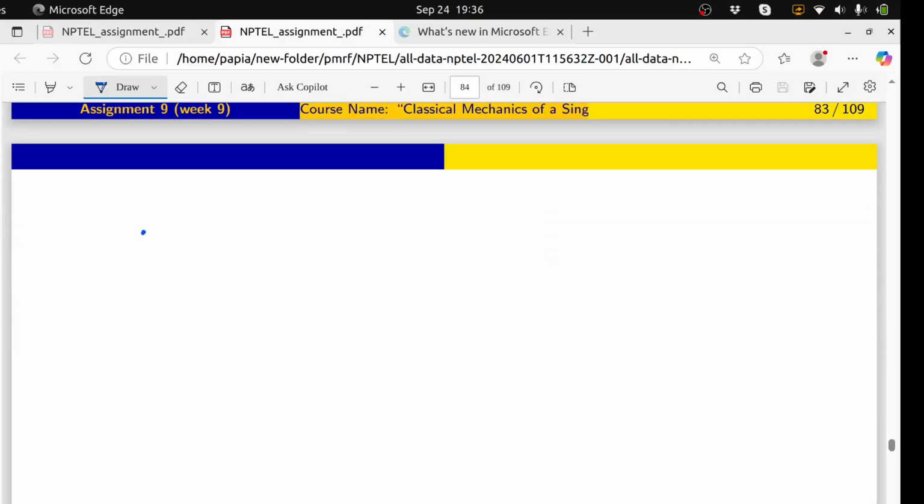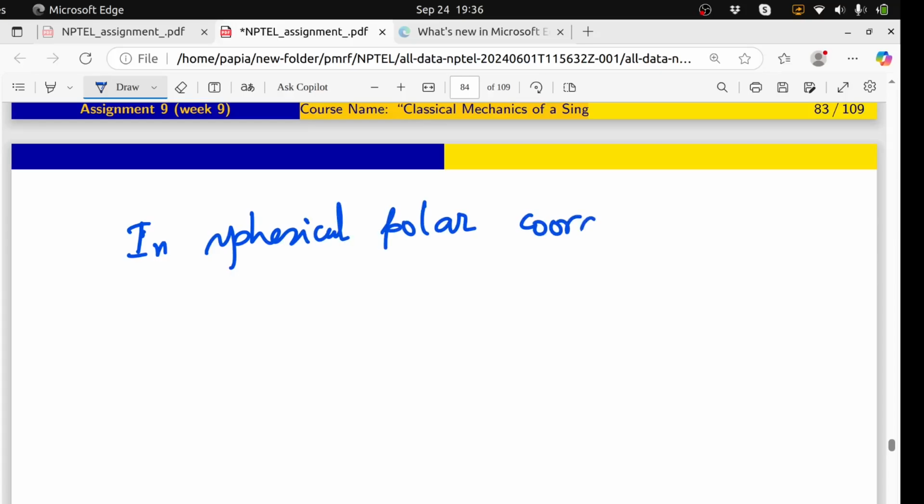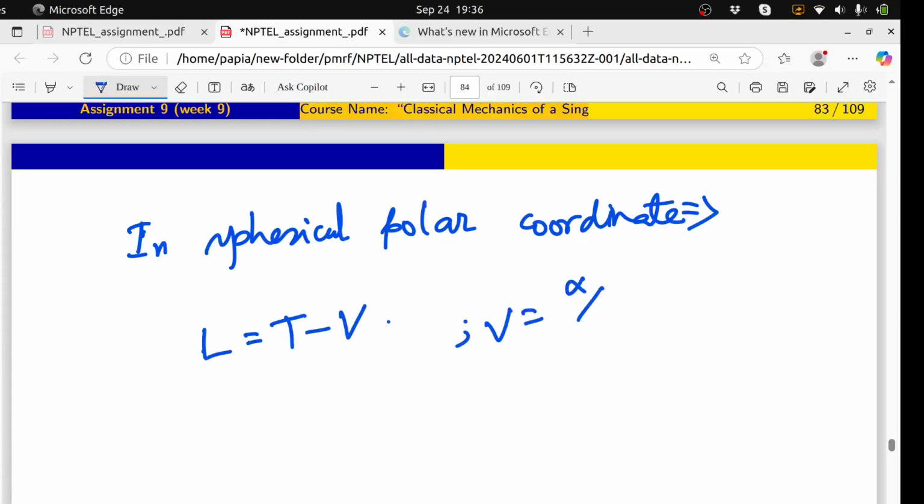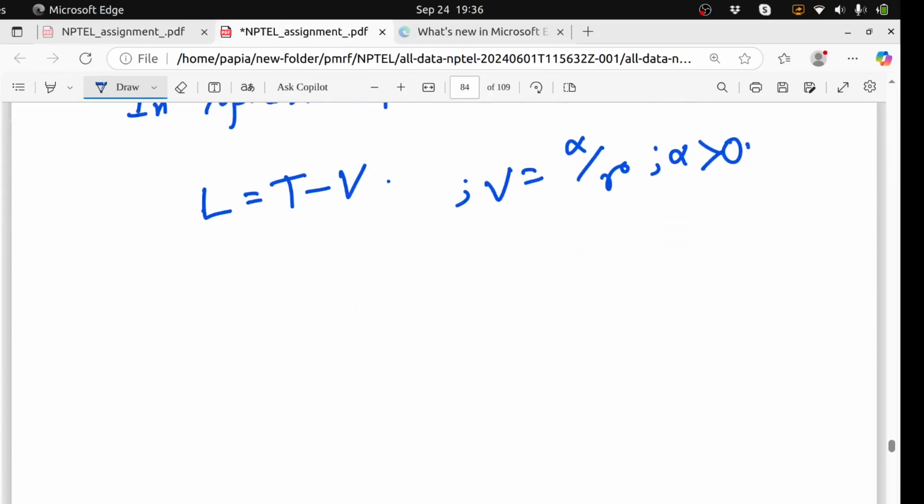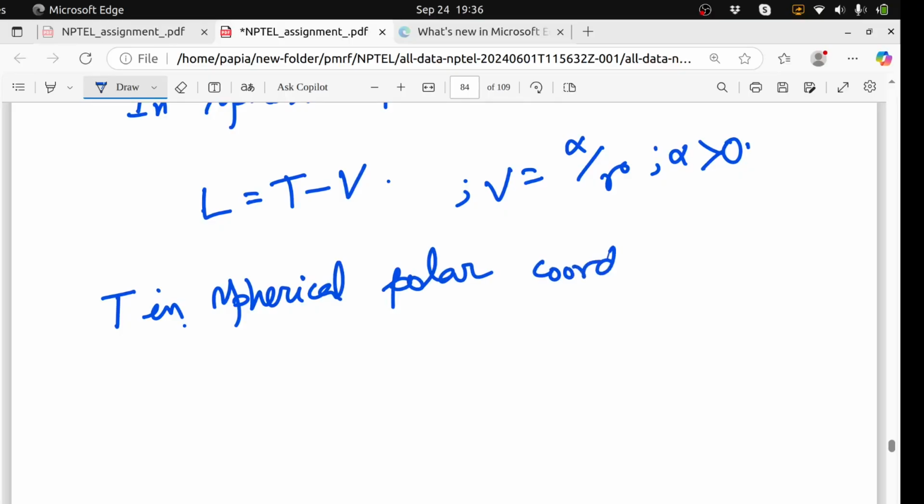So first of all, in spherical polar coordinates, we need to write the Lagrangian, which is T minus V. And V is given as alpha by r, where alpha is greater than 0. Okay, fine. So we need to see T in spherical polar coordinates. So what will it be?